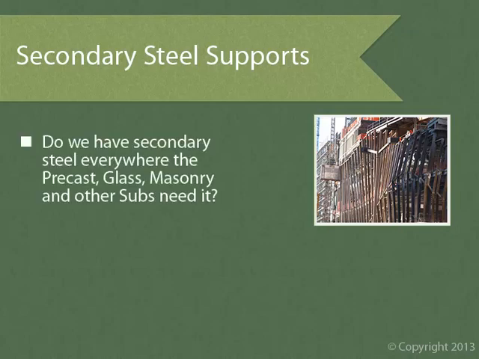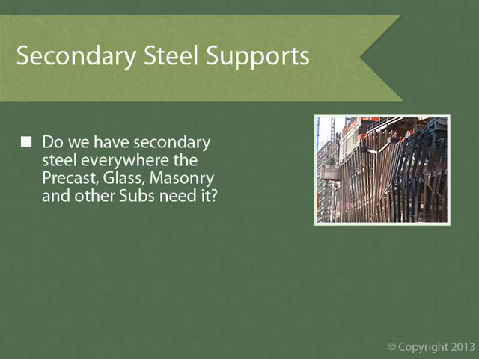We must verify there is secondary steel everywhere the precast and other subs need it. This is a big one. The heavier the facade material, the bigger of an issue that this is. Most heavy facade systems, like precast and GFRC, are completed on a design-build basis, but the secondary steel that supports these systems is actually provided by the miscellaneous metal subcontractor.